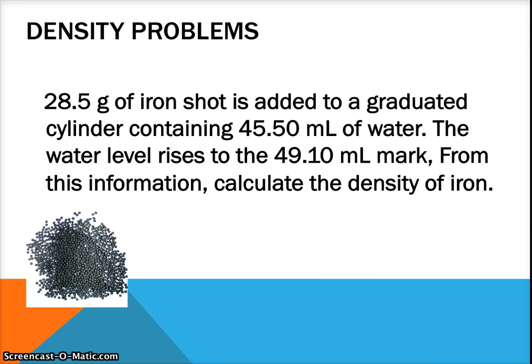Here's a practice problem. 28.5 grams of iron shot is added to a graduated cylinder containing 45.50 milliliters of water. The water level rises to the 49.10 milliliter mark. From this information, try to calculate the density of the iron. Pause the video to solve.